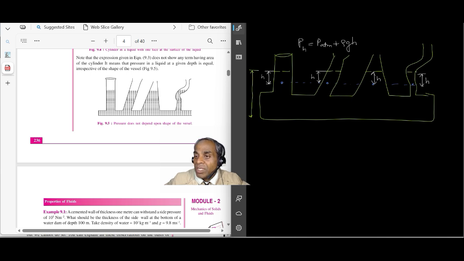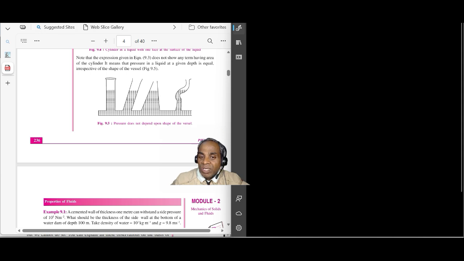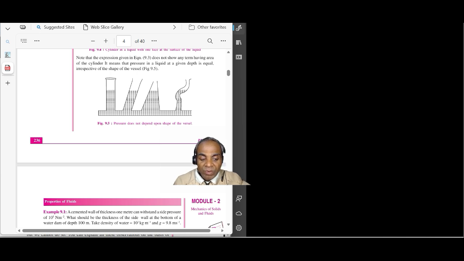Okay, now we will see a numerical on the concept. Just refer to the bottom of the page, example 9.1. I have deliberately hidden the solution. We will first work out this question and then see what is the solution provided. Okay, what does the question state?